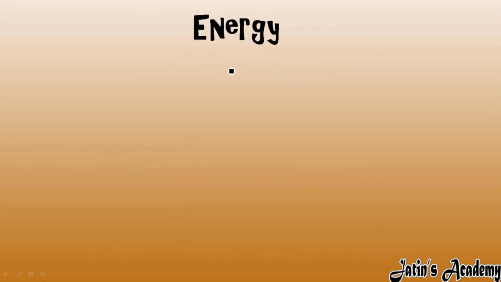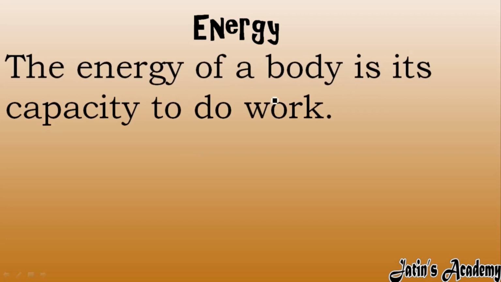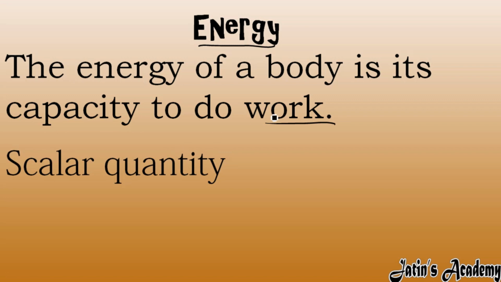Next we have energy. So what is energy? Let's see the definition of energy. Energy of a body is its capacity to do work, or ability to do work. Means how much capability you have to do work, that is actually energy. But from the numerical point of view, SI unit point of view, energy and work done are same. Clear? From all points of view, energy and work done are same. So it is a scalar quantity because work done is a scalar quantity.